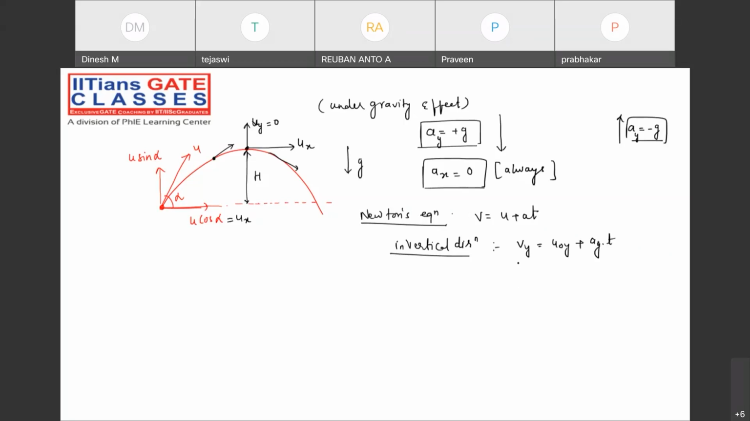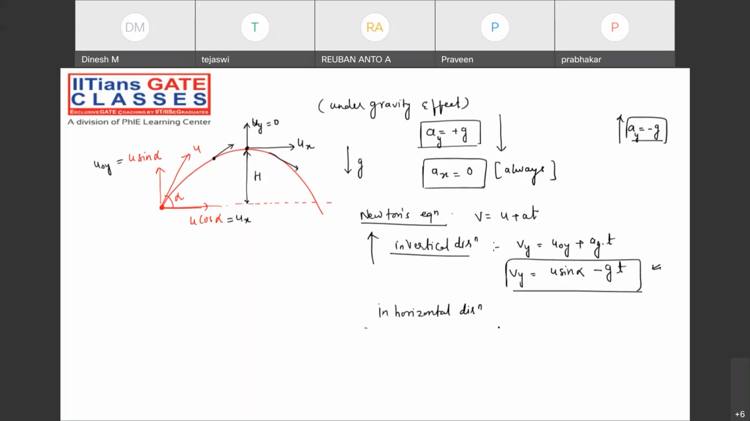Now, what is going to happen in the vertical direction? Initially, I'm throwing the ball in the upward direction. What about u naught y, the initial velocity in the y direction? It is u sin alpha, right? So vy equals u sin alpha minus g into t. Check whether this equation is clear or not. Initial velocity minus g into t, because we are throwing in the vertical upward direction, so acceleration will be minus g.